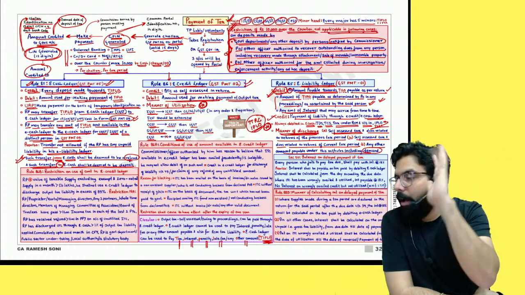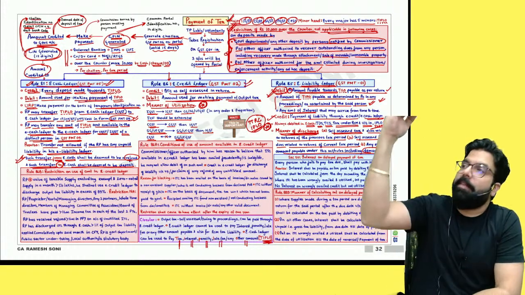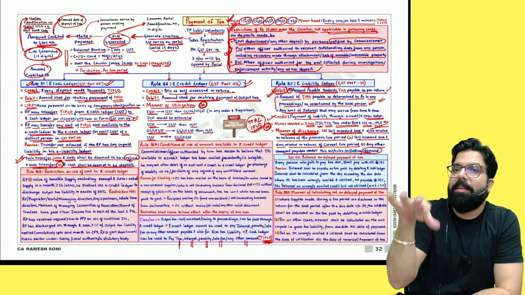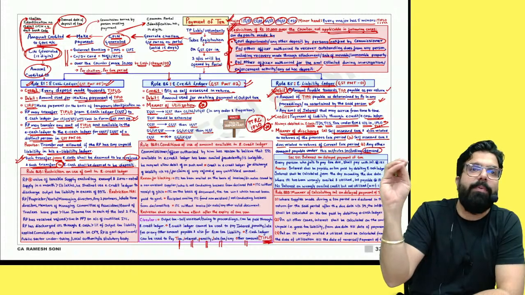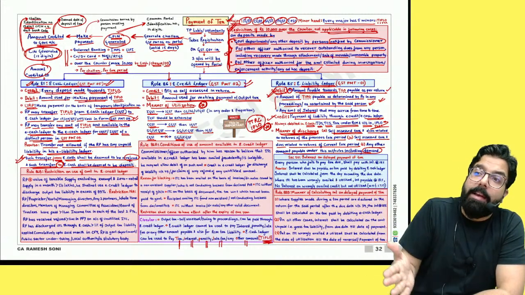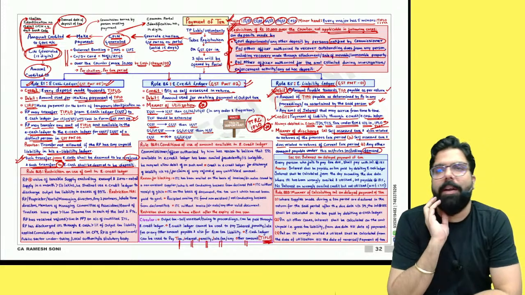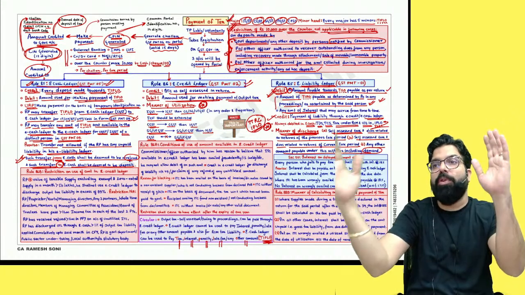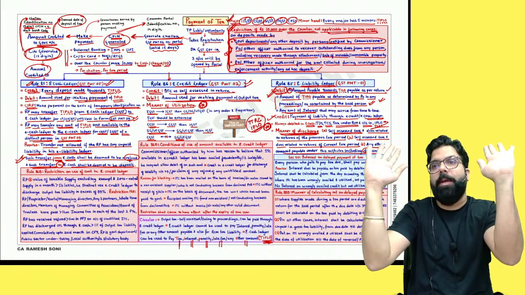What is the serial order in which you have to pay your liability? Self-assessed tax, interest, late fee of the previous tax period, then current tax period, then any other amount which is demanded. Are we clear? E-credit ledger, I have already told you how to utilize. Utilization, you have to remember, very, very important.